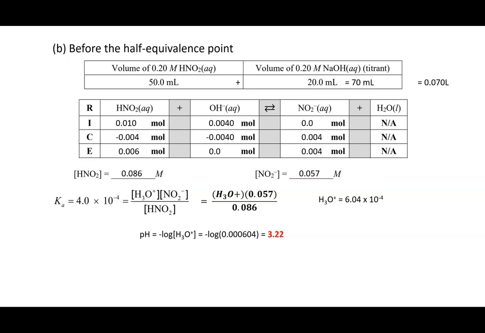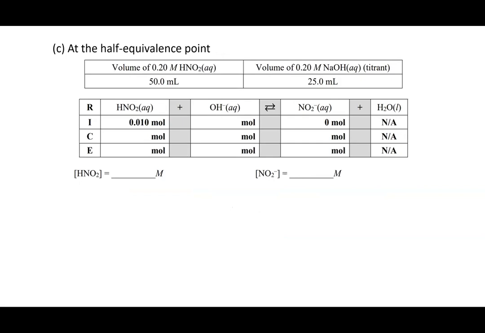All right, now the next step, we're going to get to what is called the half equivalence point. Here I still have my original 50 milliliters of acid, and now I've added 25 milliliters of sodium hydroxide. And when I add these two volumes together, I get 75 milliliters, 0.075 liters. And I see that I've got that same number of moles of HNO2, which is 0.05 liters times 0.2 moles per liter, which gives 0.01 moles of HNO2.